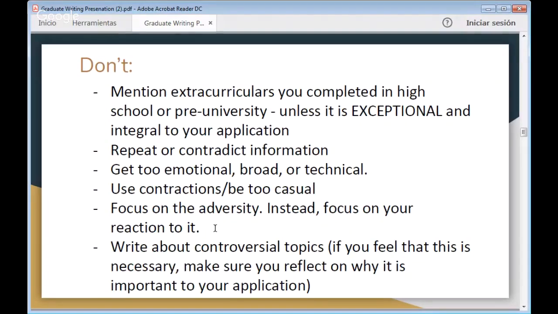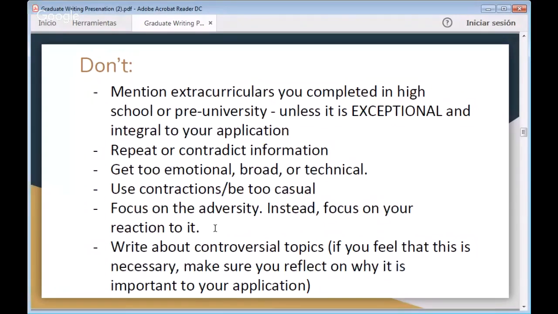Write about controversial topics. So if you do feel that this is necessary, make sure you expand on why it's important that you include that in your application. But generally, you don't know if it's something that's going to offend the admissions counselor, or if it's a sensitive topic, you don't know if they're going to respond badly to it. So you'll want to make sure that you are not necessarily including a topic that's controversial and may rub the admissions counselor the wrong way.